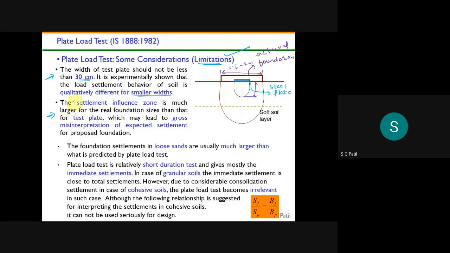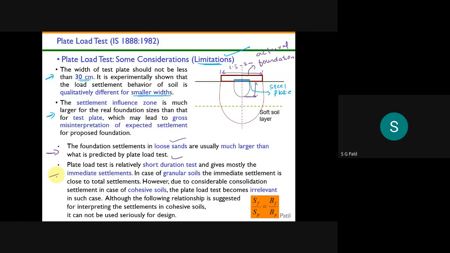Okay, so that is my second limitation. What is the third limitation? The foundation settlement in loose sands is usually much larger than what is predicted by the plate load test. So what does that mean? In loose sand, whatever settlement you calculate from the plate load test is underestimated. In the actual case, the settlements will be higher than whatever is estimated by your plate load test. That is in the case of loose sand.